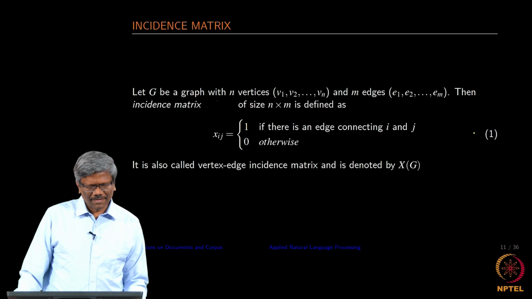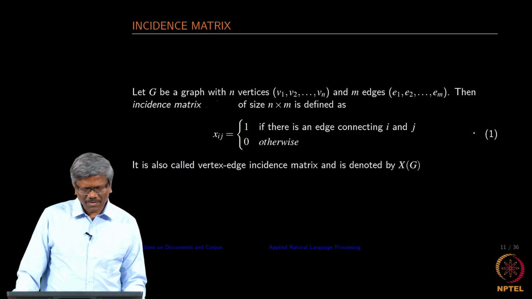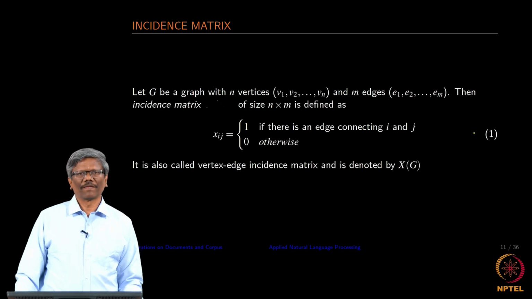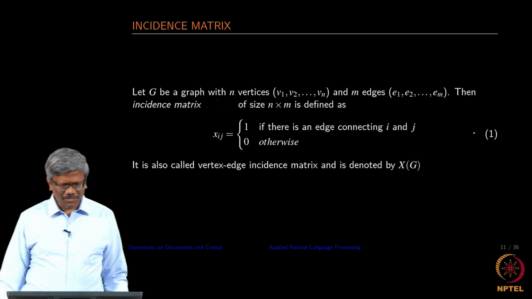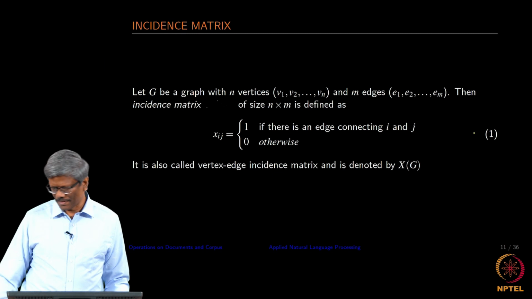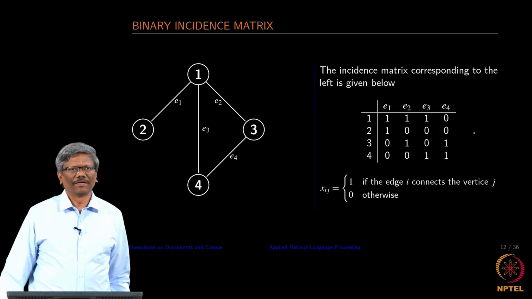This is the definition of the incident matrix. Let G be a graph with n vertices and m edges. Then the incident matrix of size n by m is defined by the relationship x_ij is equal to 1 if there is an edge connecting i and j, and 0 otherwise. This is also called the vertex-edge incident matrix and is denoted by capital X subscript capital G. This is going to be fundamental to certain operations on the corpus, so we need to know a little bit about it before we dive deeper into the corpus representation.